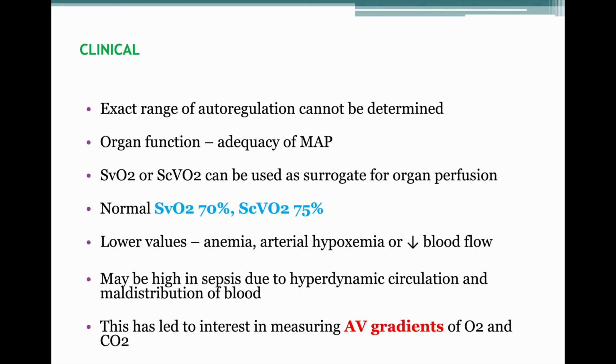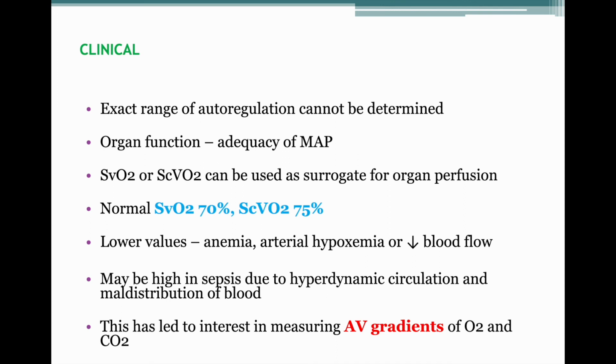So the clinical implication of this is that the exact range of autoregulation cannot be determined. It varies from organ to organ, person to person. A fixed value is not for all organs or for all persons. So the adequacy of MAP can only be gauged or assessed by your organ function. If there is organ failure, that means there is some hypoperfusion in that organ.